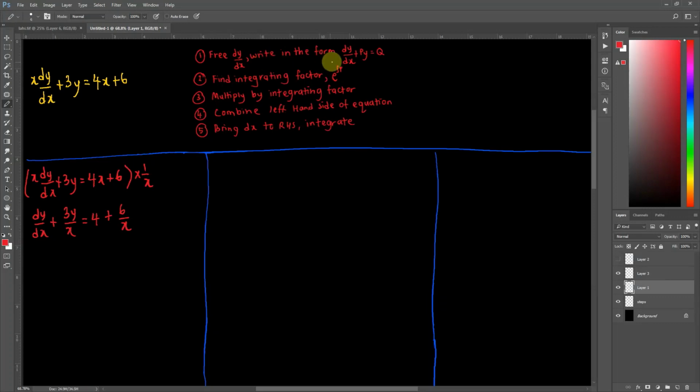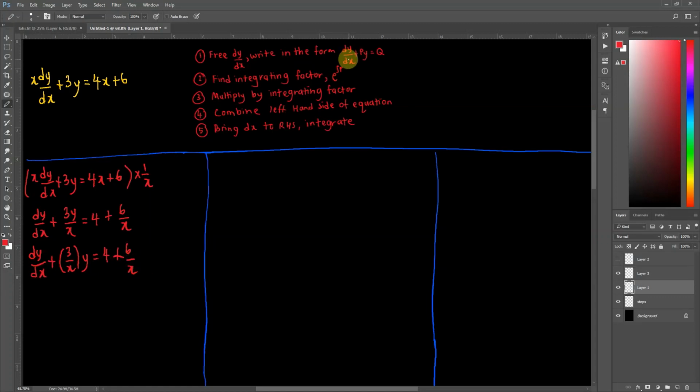And then we see here it says write in the form dy/dx plus Py equals Q. So what does it mean? This means that they want dy/dx, and then there must be a function of x times y, equal to another function of x. So this equation, I can write like this: dy/dx plus 3 over x times y, same thing, equals 4 plus 6 over x.